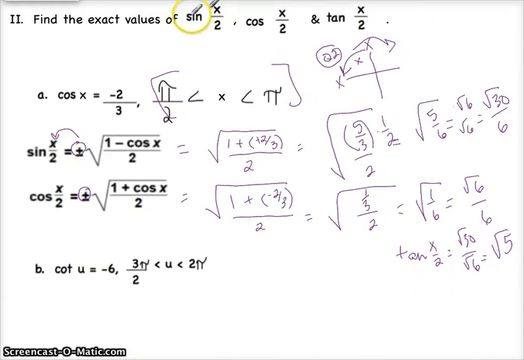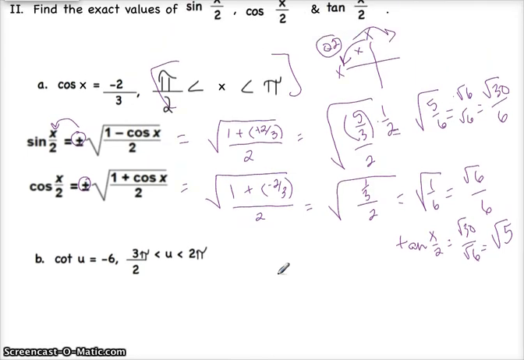Example B asks for the same information. But this time we notice if we're going to substitute in for cosine, we have to draw a triangle because we were not given the cosine at this time. So analyze the information, draw your triangle in the correct quadrant, and then turn the screencast back on to check your work, please.